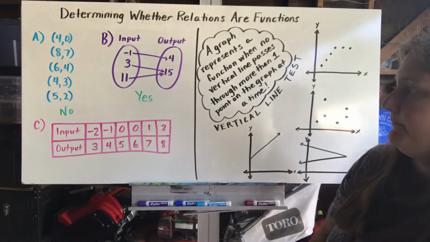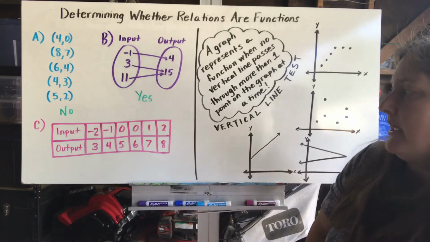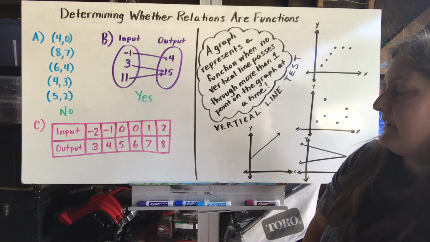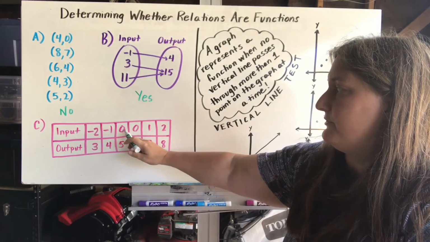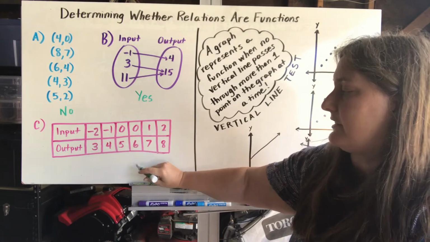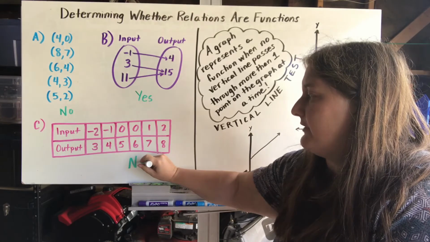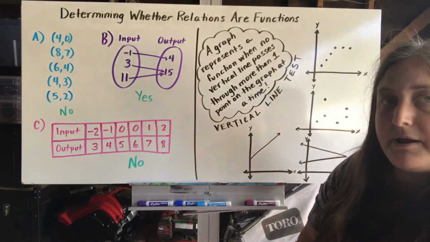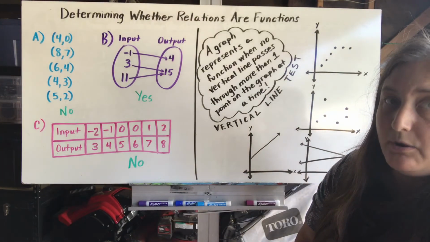Let's look at this table. As I'm looking at the inputs in this table, I notice that there are 2 zeros. 0 paired with the output of 5 and 0 paired with 6. So this one is not a function because inputs can only be paired with exactly one output in order for it to be a function.